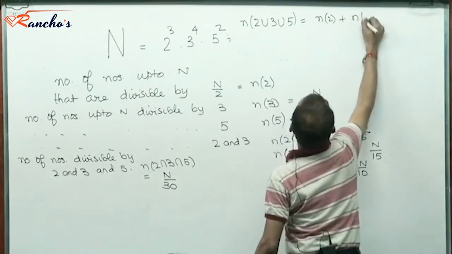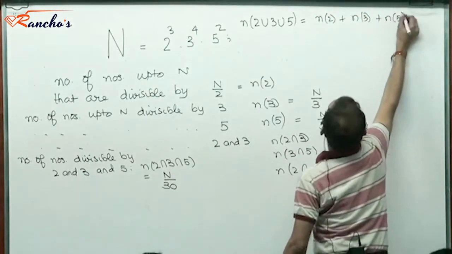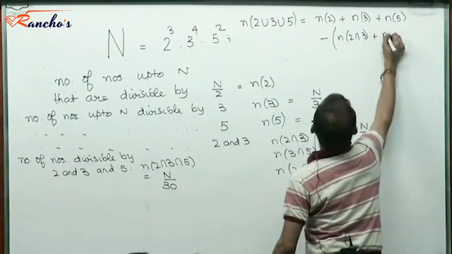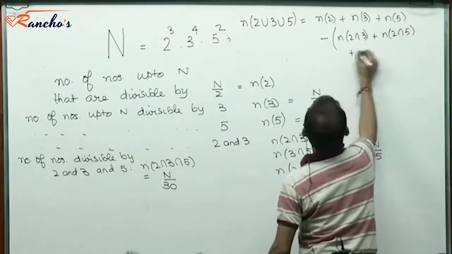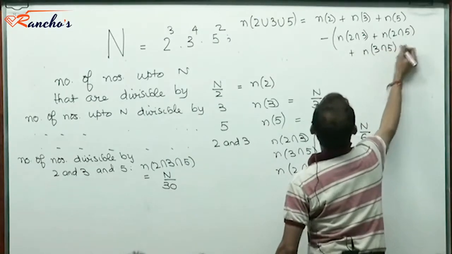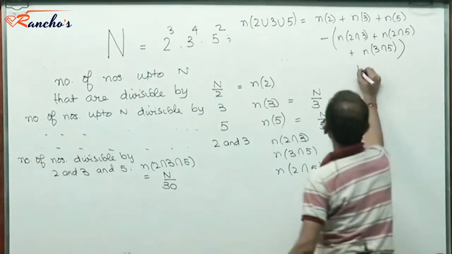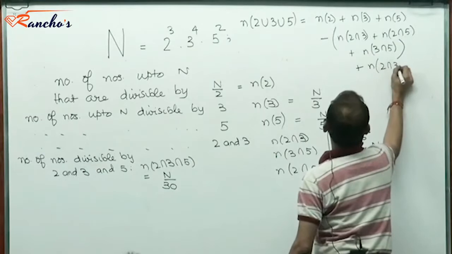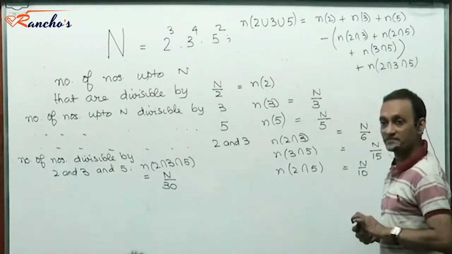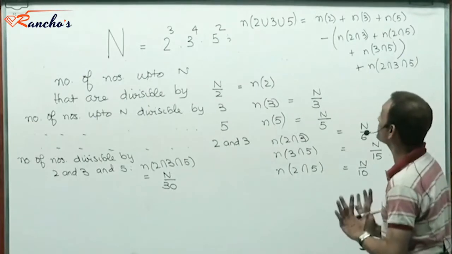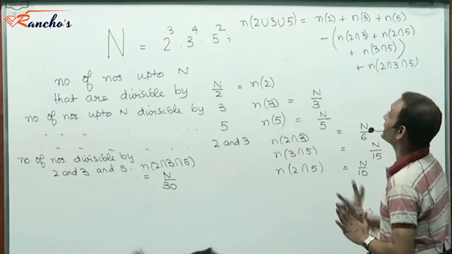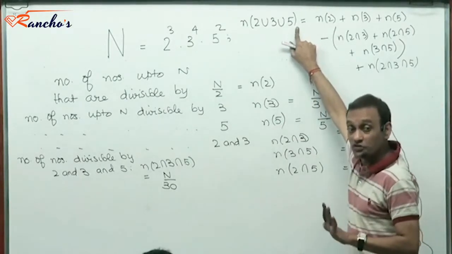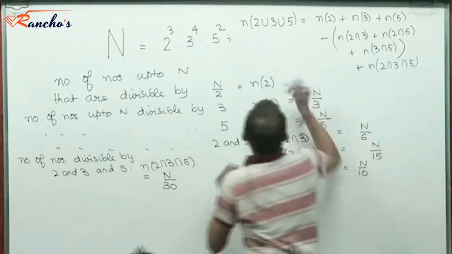So this is n2 from the principle of inclusion, plus n3 plus n5, minus n(2 and 3), minus n(2 and 5), minus n(3 and 5). Yes or no? Plus n(2 and 3 and 5), those that are divisible by 2 and 3 and 5. This would give me the number of numbers up to n that are divisible by 2 or 3 or 5. So these would be the numbers that are not co-prime with n.